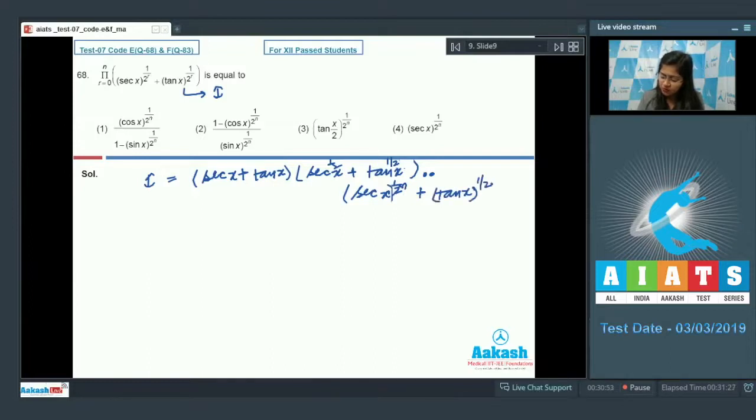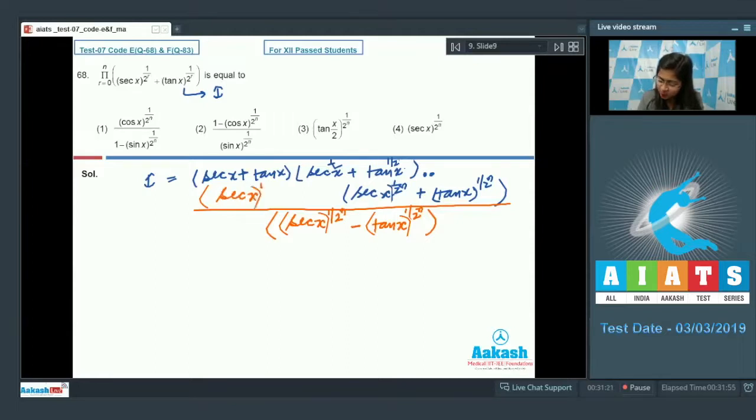power 1 upon 2 to the n. Now, here we can observe that if I multiply and divide the given equation by secant x raised to the power 1 upon 2 raised to the power n minus tan x raised to the power 1 upon 2 raised to the power n, in the numerator and denominator, we will get secant x raised to 1 upon 2 raised to the power n minus tan x raised to the power 1 upon 2 raised to the power n.